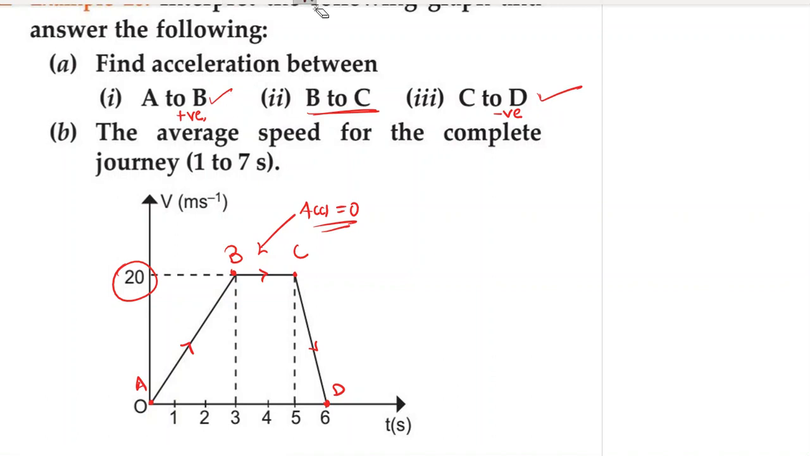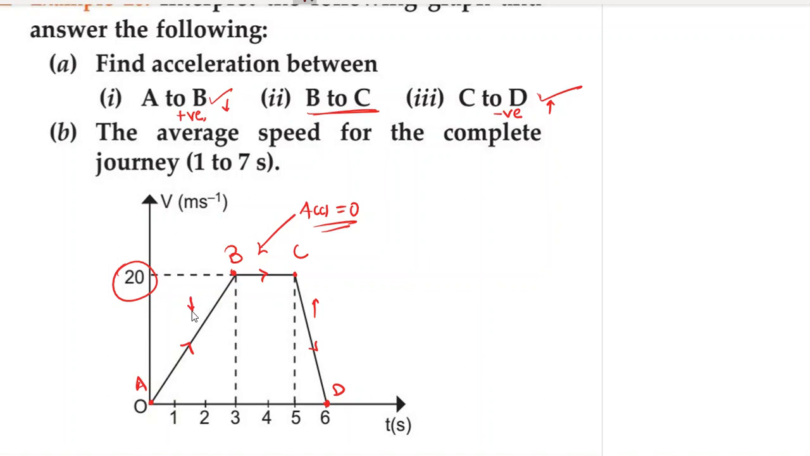The magnitude of retardation will be higher than the magnitude of acceleration, because the slope of CD is more than the slope of AB, right? And the second question, I'm sure that you have done it. We just have to check the answer. So please pause the video and do it, please.